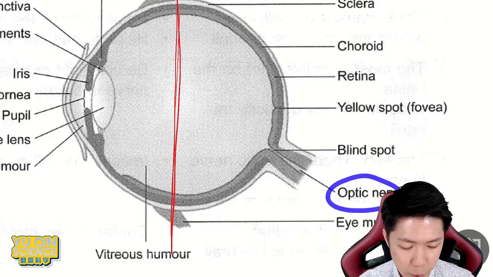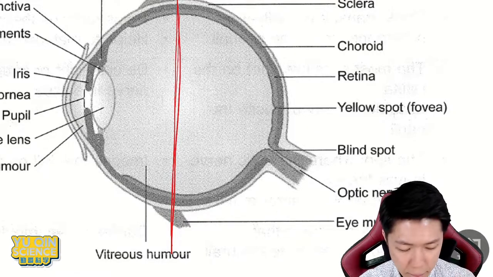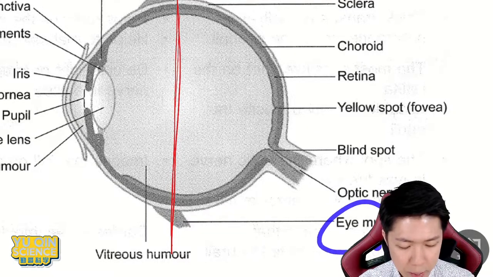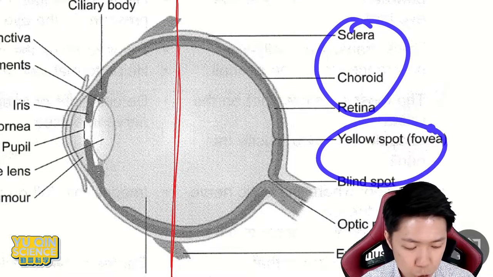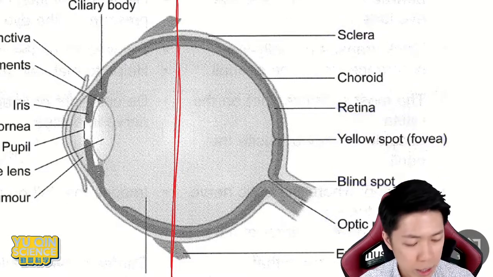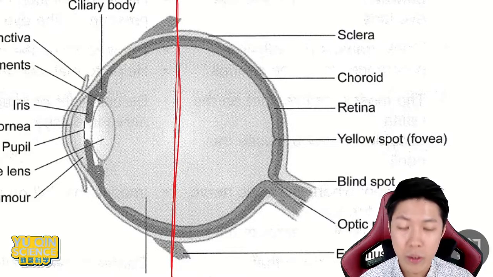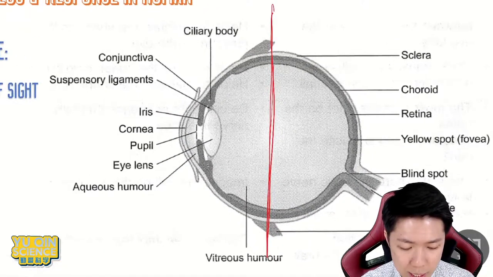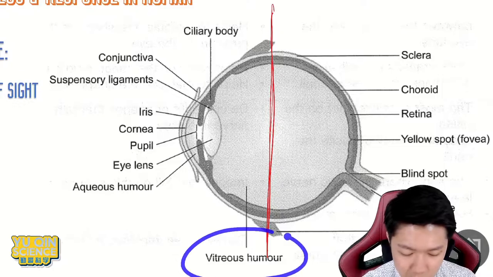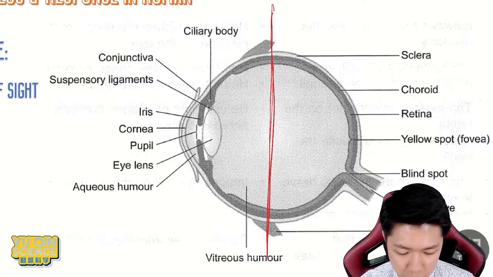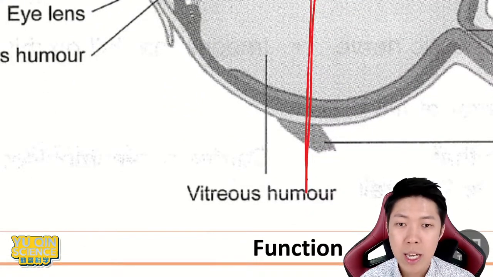Okay, and we have the optic nerve, the wire to the brain, and there you go, eye muscle, that's negligible, don't worry about that. So we have three layers, two spots, and one wire. That's it, we're done with the back part. Okay, right, let's move to the center. There's this jelly at the center of your eye, which is called the vitreous humor. Be aware of your spelling, vitreous humor.